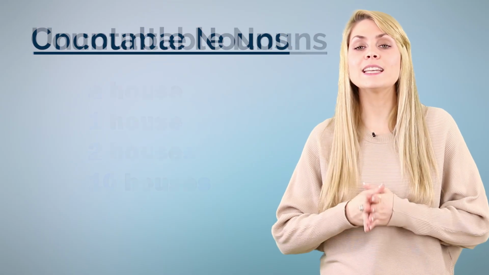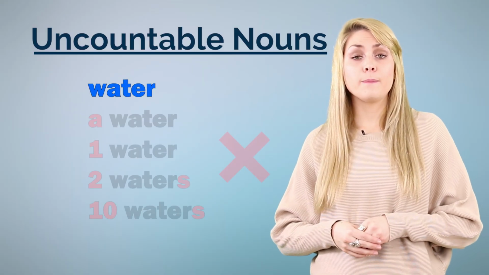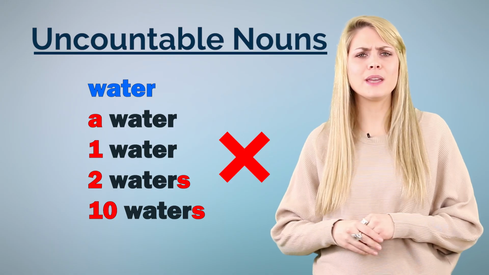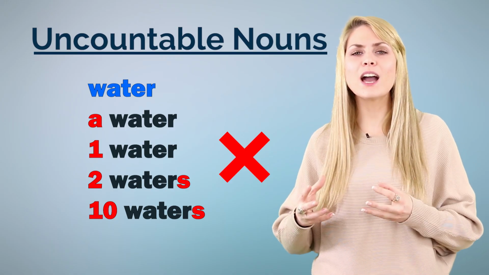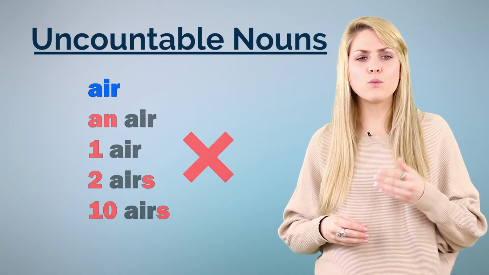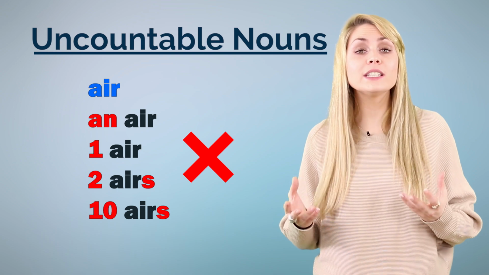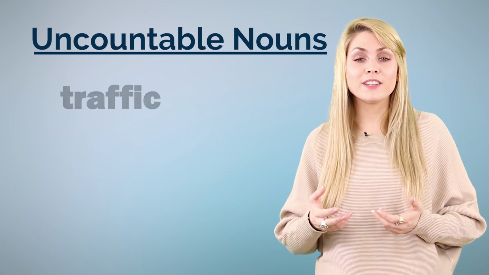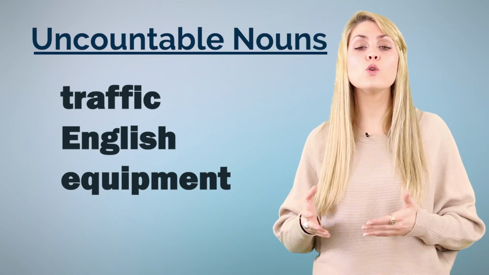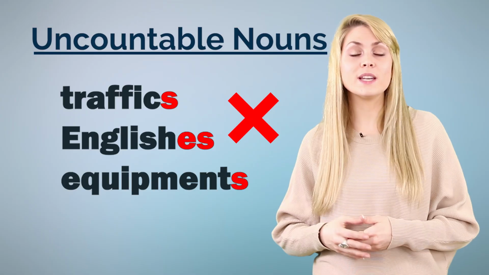But if we look at uncountable nouns, when you say water, you can't say one water, two waters. It doesn't make any sense. You cannot count water. Same goes for air. You can't say one air, two airs. It's just air. It's uncountable. Traffic, English, equipment, these are all uncountable nouns. You cannot count them, and they're always singular.